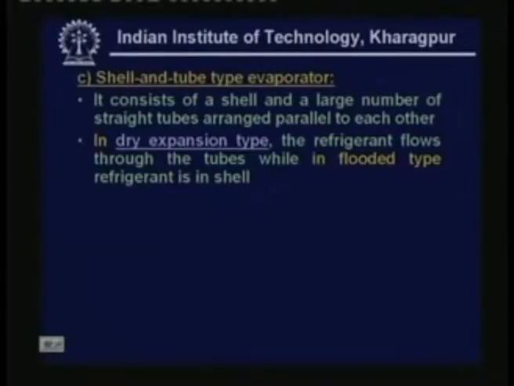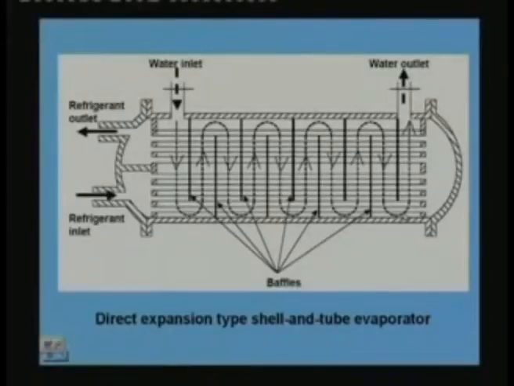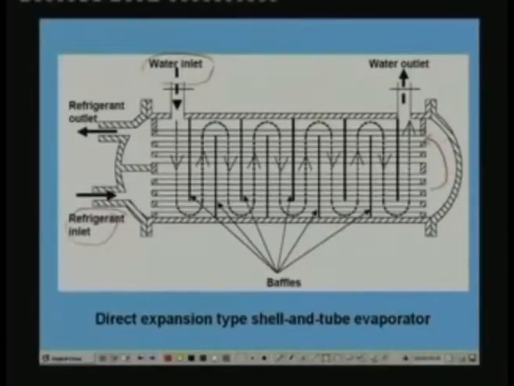So let me show the picture of a dry expansion type shell and tube type evaporator. This picture shows the evaporator where the refrigerant flows through the tubes, while the water flows through the shell. You can call this a two pass as far as the refrigerant is concerned, because the refrigerant flows through the tubes like this, then takes a U-turn, flows in this direction and finally leaves the evaporator here.